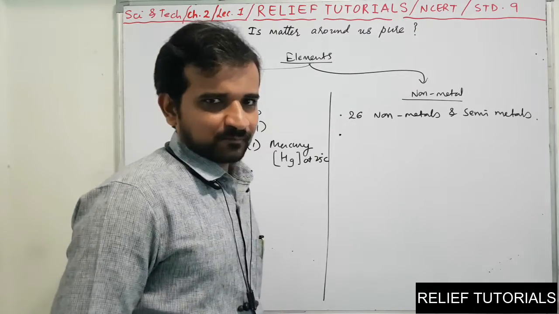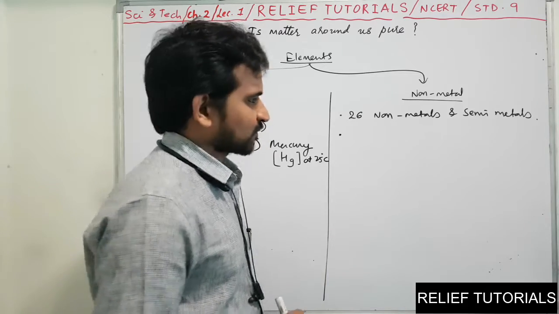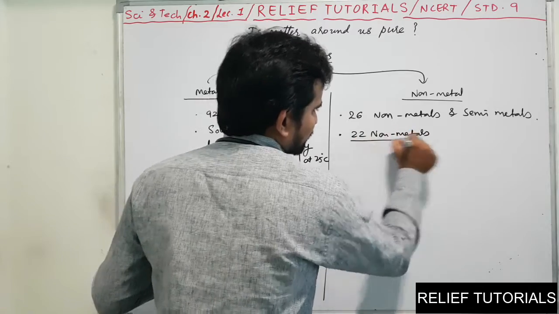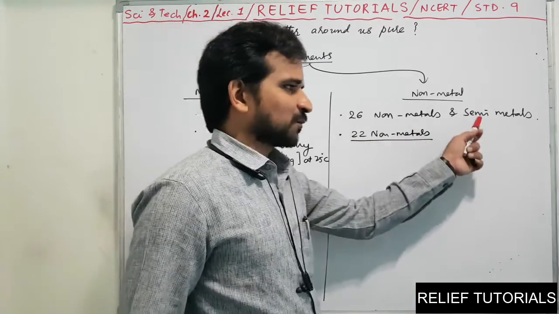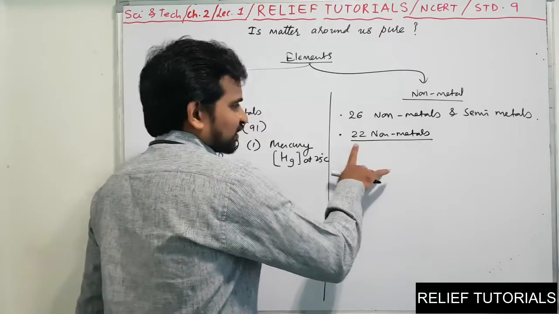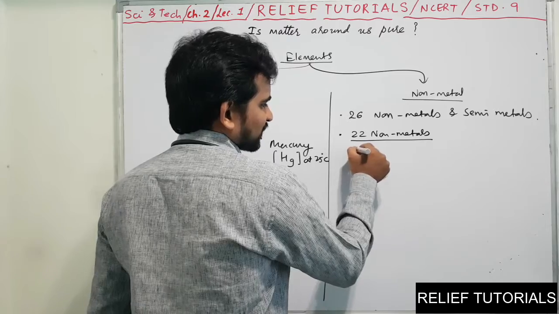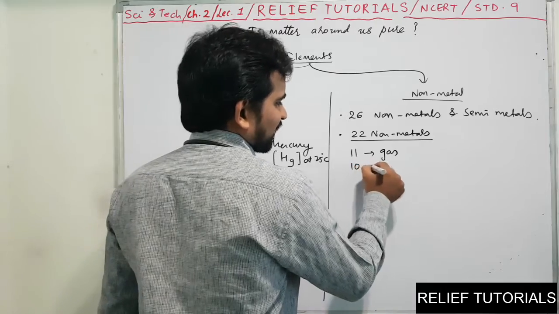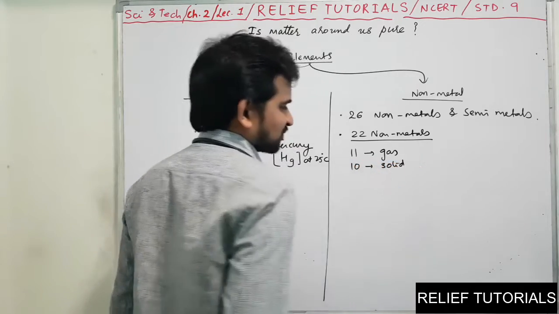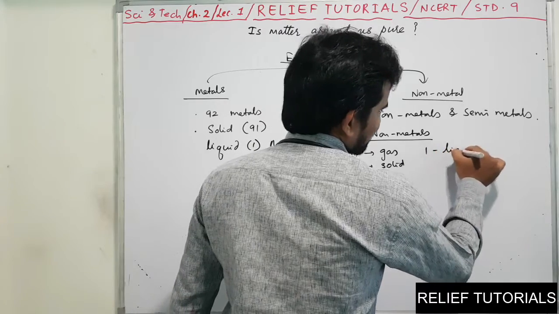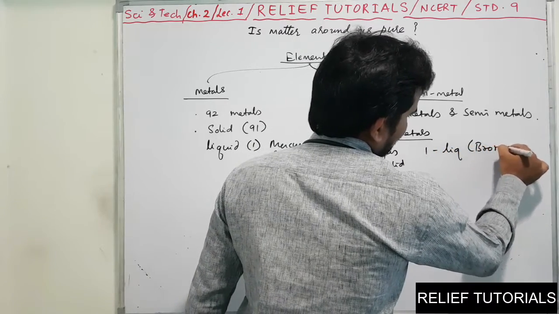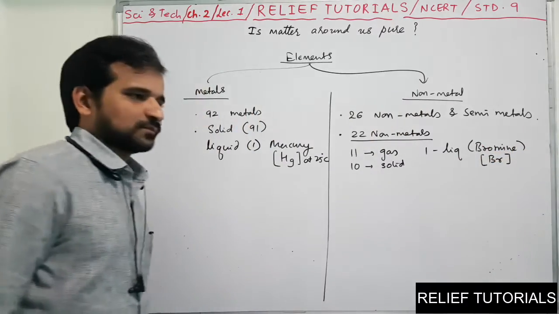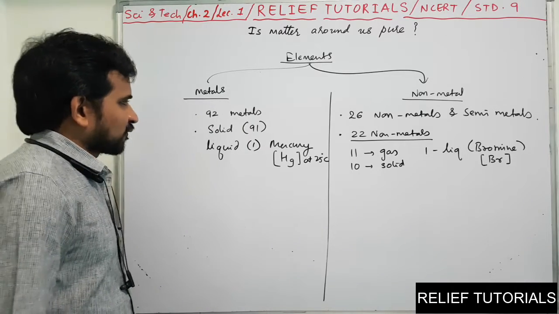Out of these non-metals, 4 are semi-metals. So if you think about 22 non-metals, 4 are semi-metals, we are not discussing that now. Out of these 22 non-metals, 11 are in gaseous state, 10 are in solid state, and 1 in the liquid state, and that is bromine. Symbolically Br. So this is the distribution of number of metals and non-metals.